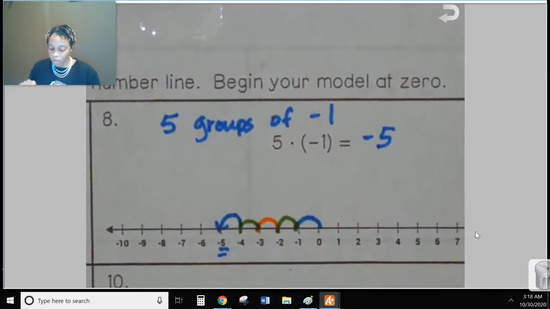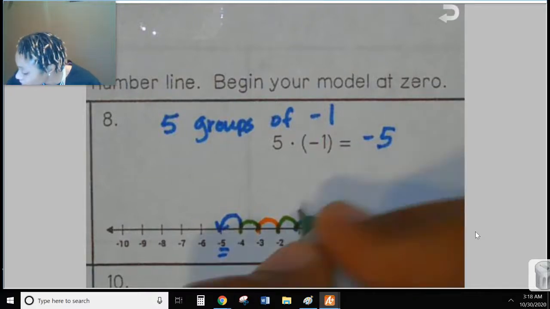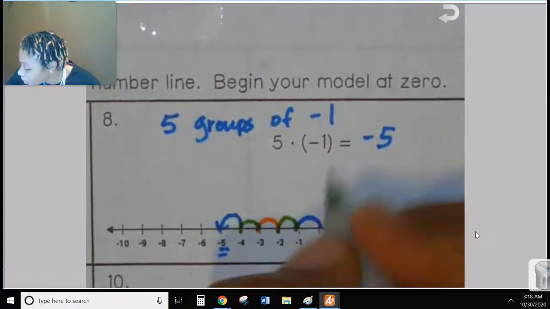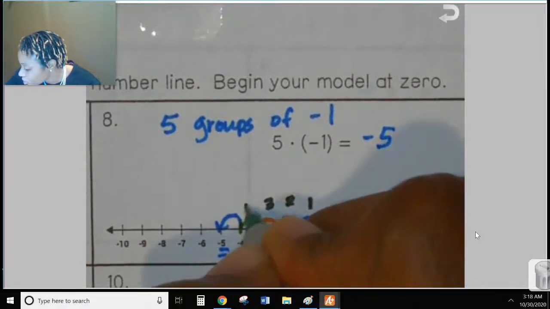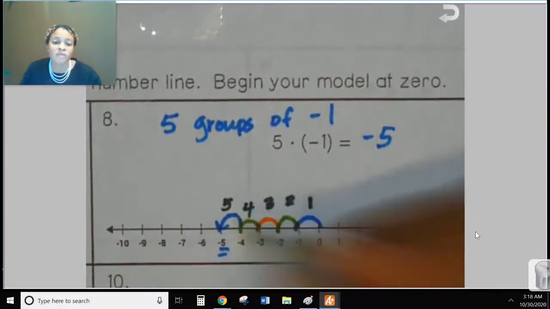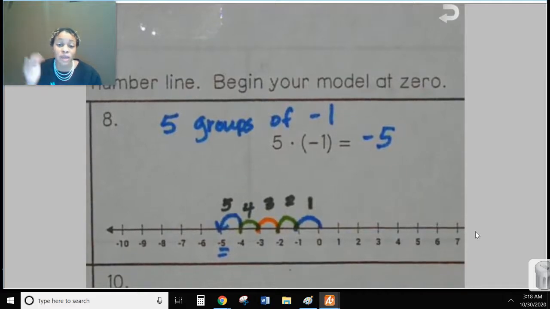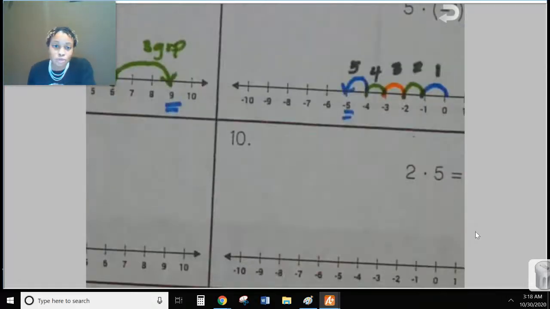So again, I'm going to show you my groups. I should have 5 groups of -1. This one is smaller, so I'm just going to write the number: 1 group, 2 groups, 3 groups, 4 groups, 5 groups. 5 groups of -1. I start at 0 and I go to my product. So I have 5 groups of -1. Let's look at 2 more.